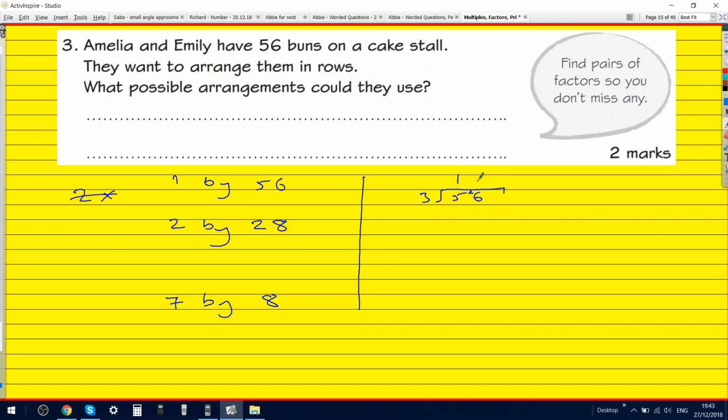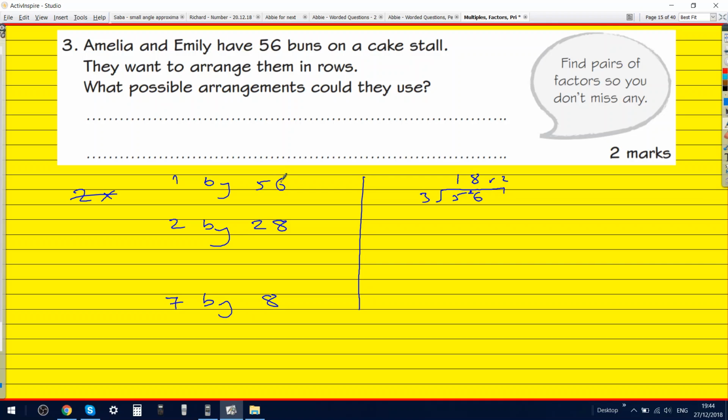So what do you think of this one? Well, 8 threes? Yeah. And is there a remainder? 2. Yeah. And so because there's a remainder, 3 isn't in the times table. 3 isn't a factor of 56. Yeah, okay. So, no.